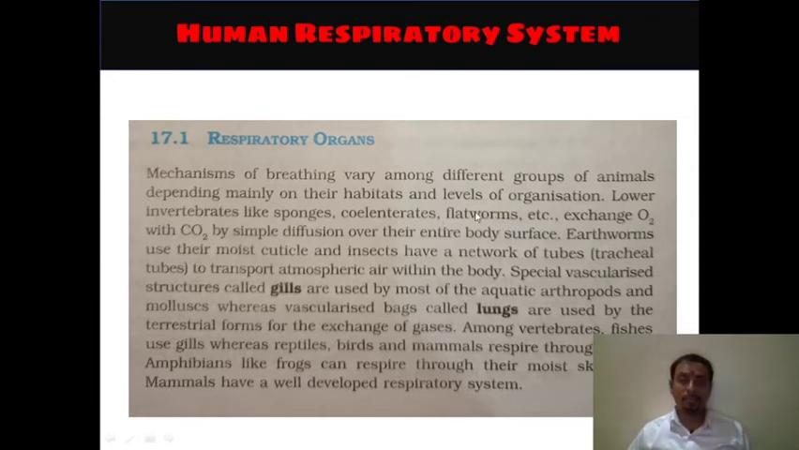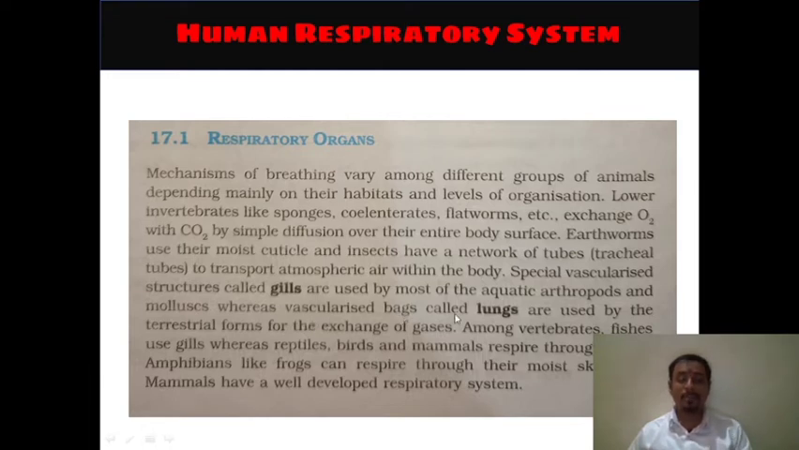We cannot do this. We cannot breathe through our skin. Frogs also are able to do this along with sponges, coelenterates and flatworms. They can breathe through their skin. Then earthworms use their moist cuticle, and insects have a network of tubes called tracheal tubes to transport atmospheric air within the body. Special vascularized structures called gills are present in fishes to breathe, and are used by most aquatic arthropods and mollusks also.